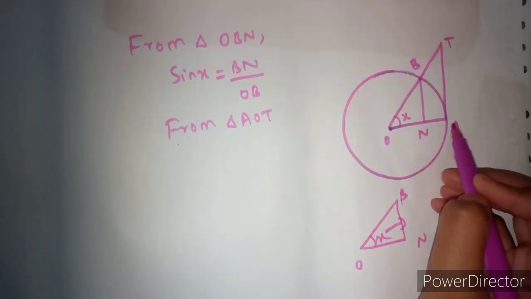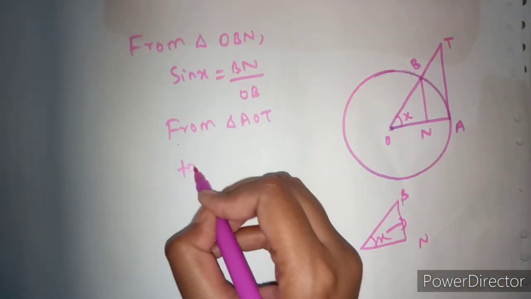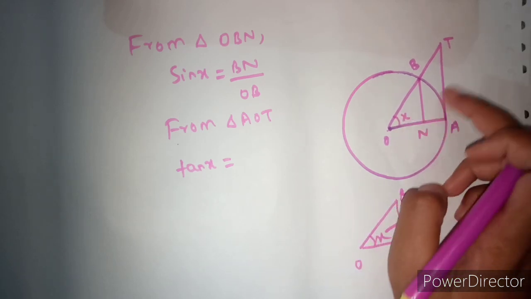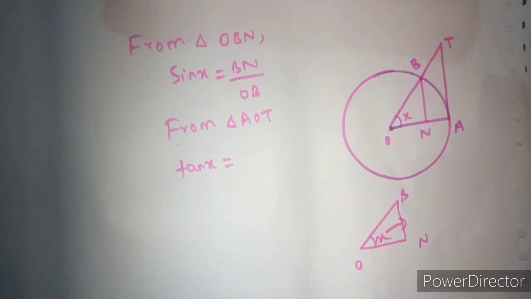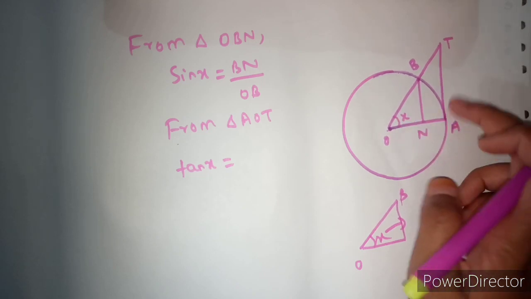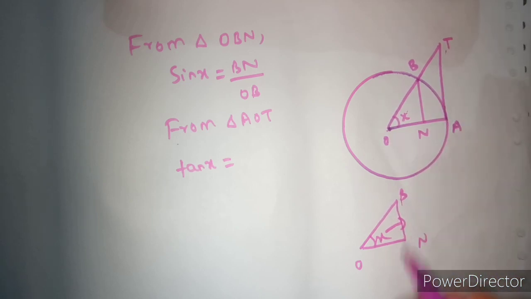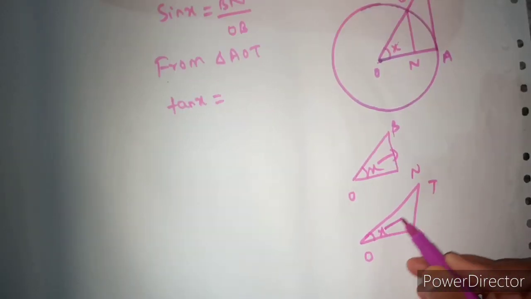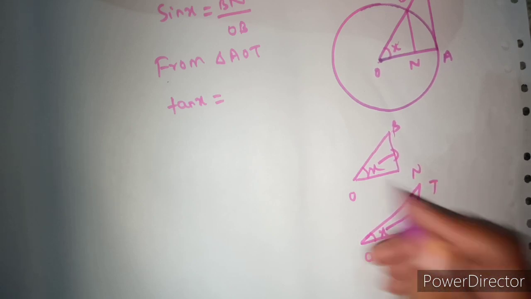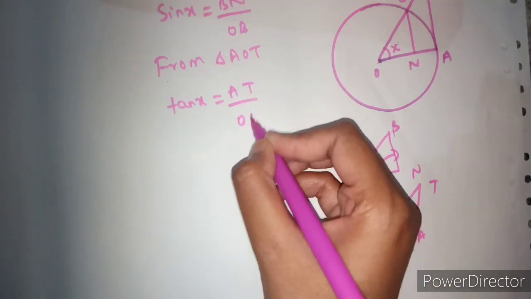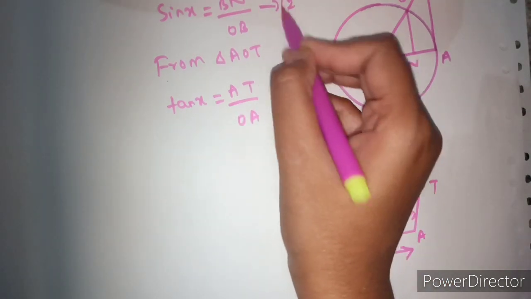Again from triangle AOT, tan x is opposite by adjacent. Which side is opposite to angle x? For this x, AT is opposite. So we have AOT like this. Tan means opposite by adjacent. Here the opposite is AT. Adjacent means base. Which one is the base here? OA. So tan x is AT by OA. Let us take this as equation 2 and this as 3.